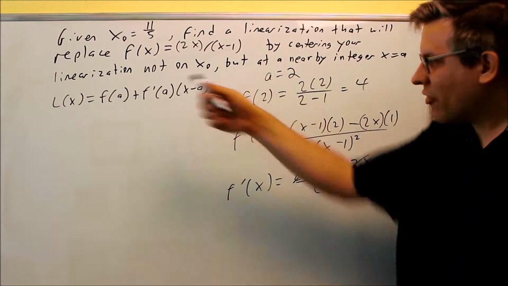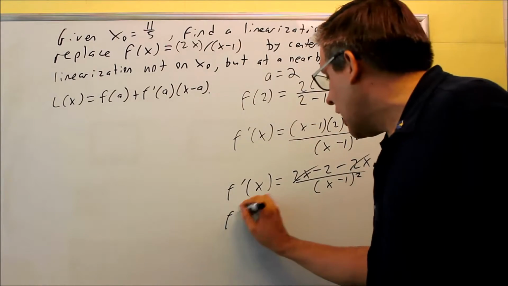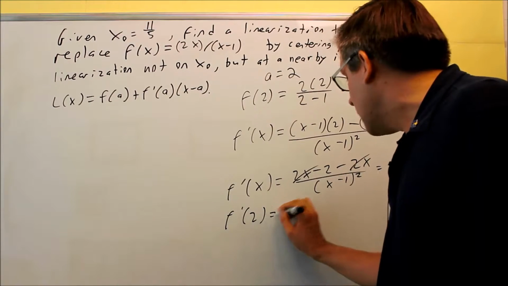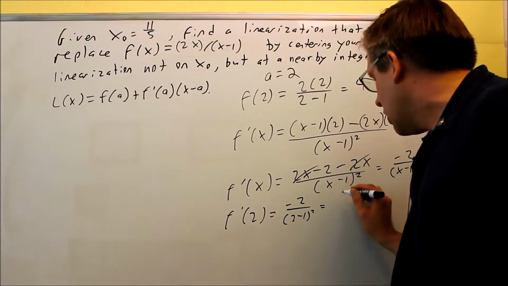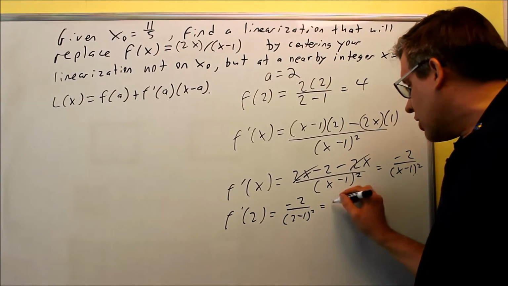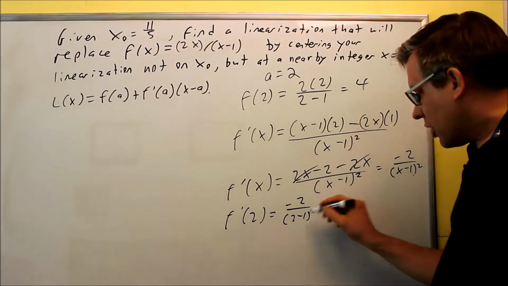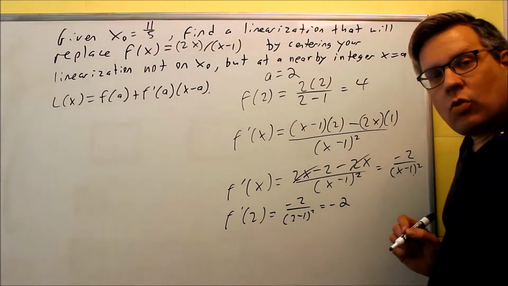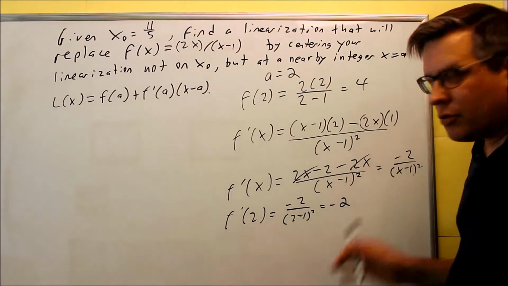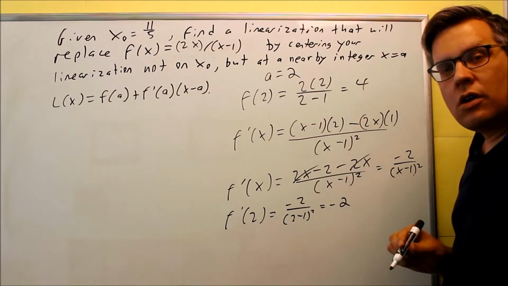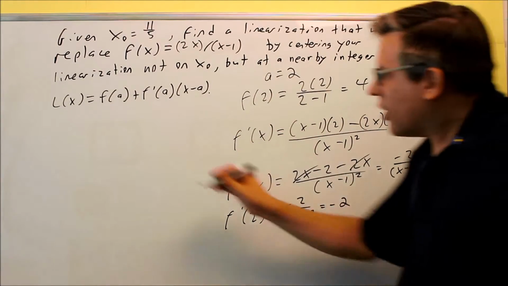Next thing we want to find is f prime of a. So I want to find f prime of 2. So that's going to be negative 2 over 2 minus 1 squared, which is going to be just negative 2 we'll get as a result, because we just get a 1 on the bottom when you work that out. So we've got 4 and negative 2. That's what we're going to be putting into the linearization formula. So let's do that now.